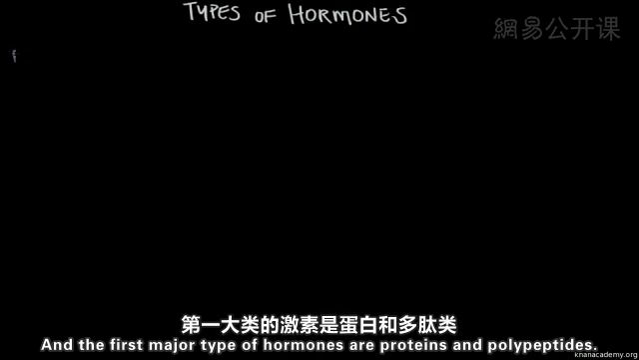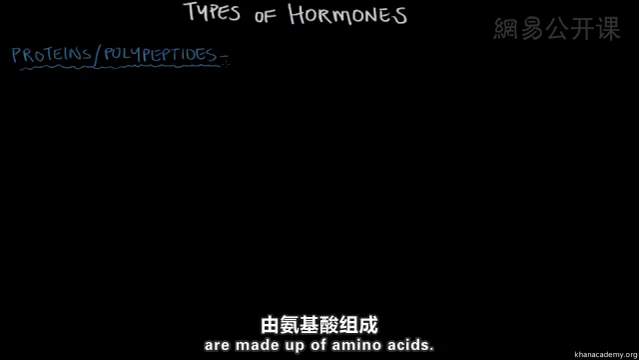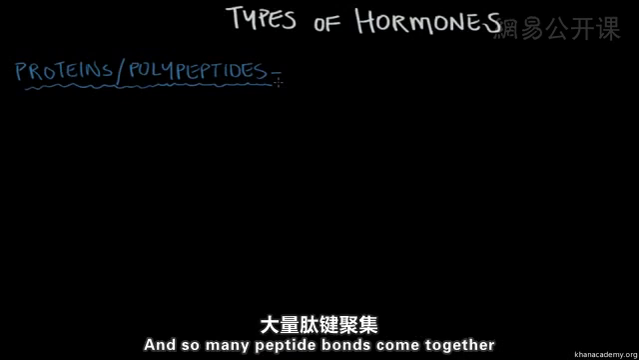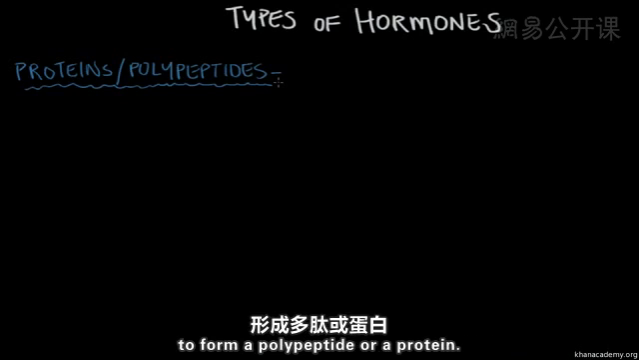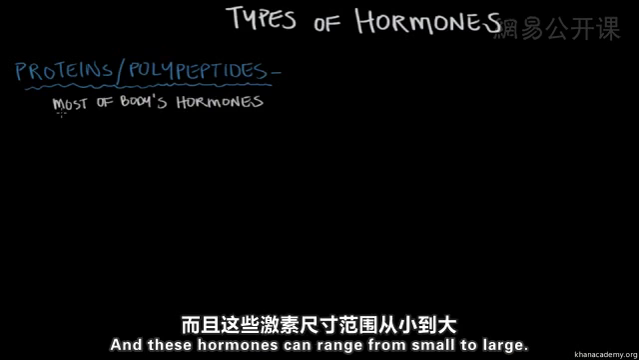And the first major type of hormones are proteins and polypeptides. And just as a refresher, proteins and polypeptides are made up of amino acids, and these amino acids are linked together with peptide bonds. And so many peptide bonds come together to form a polypeptide or a protein. And these proteins and polypeptides form most of our body's hormones. And these hormones can range from small to large.